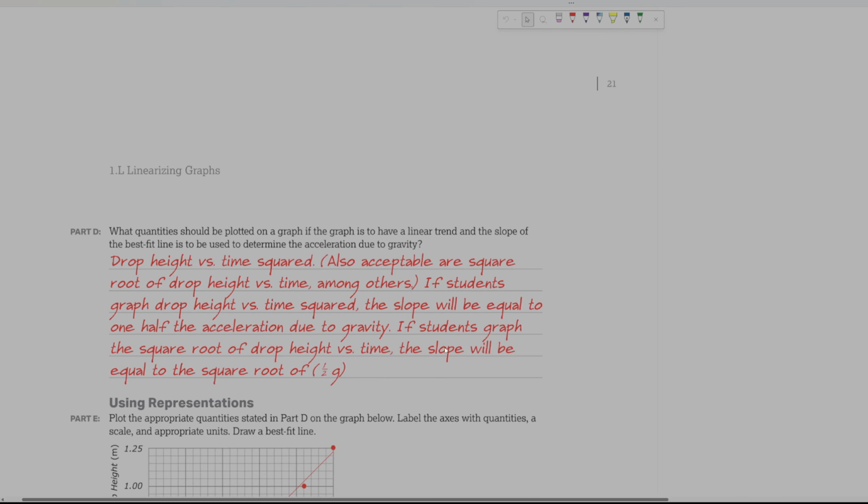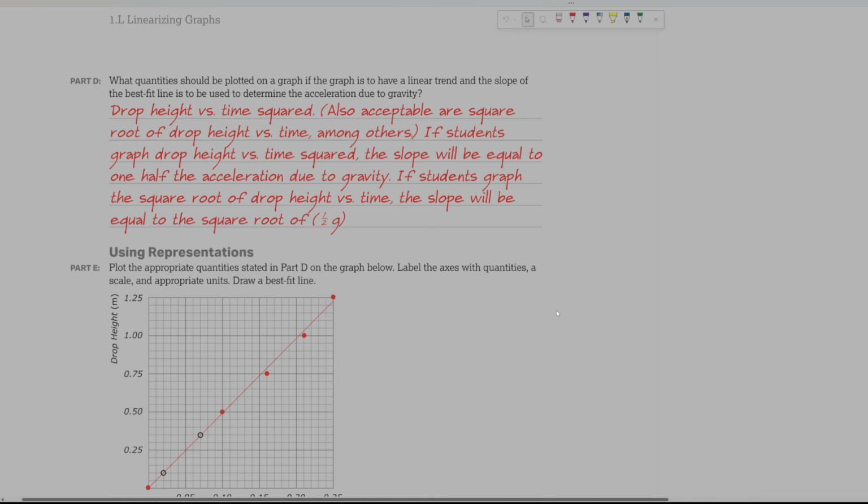Backside. What quantities should be plotted on the graph if the graph is to have a linear trend and the slope of the best fit line is to be used to determine the acceleration due to gravity? So hopefully by now you know what this is. Drop height versus time squared. And I would do that. Also acceptable is the square root of the drop height versus time, and there are other ways to do it.